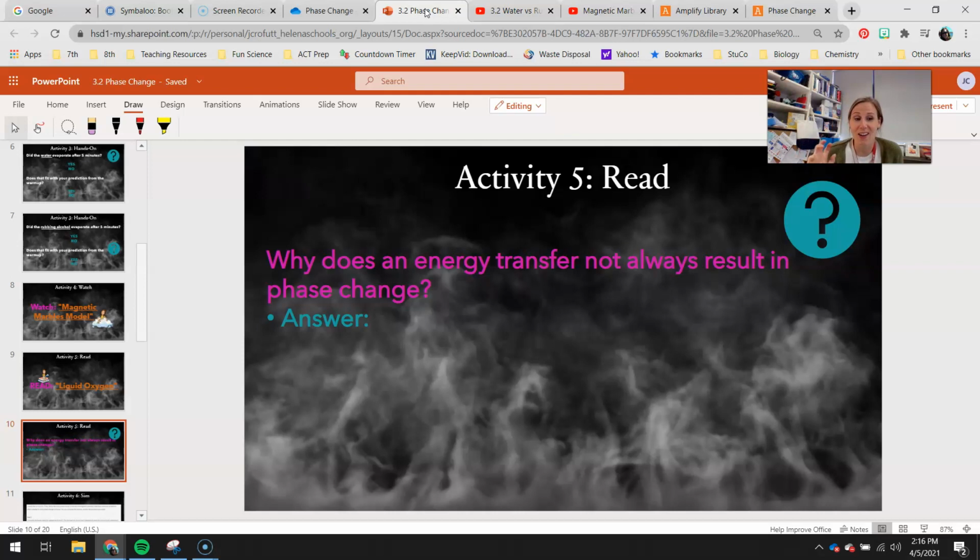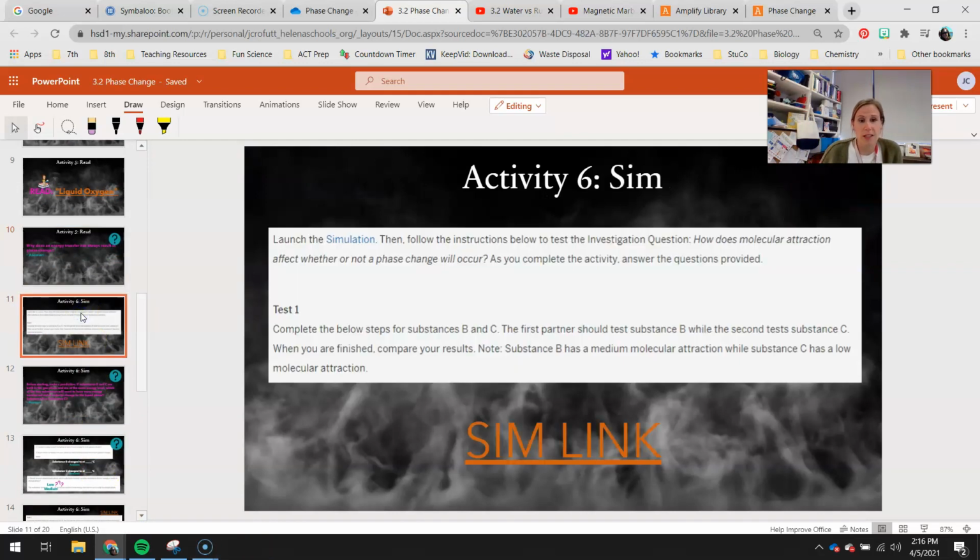Again, think about that concept of the magnetic marbles. Okay, if we add a little bit of energy, one of those has all the marbles separate versus the other one has all the marbles stay together. Okay, so think about attraction of molecules, and then again, use those magnetic marbles as a good example for you.